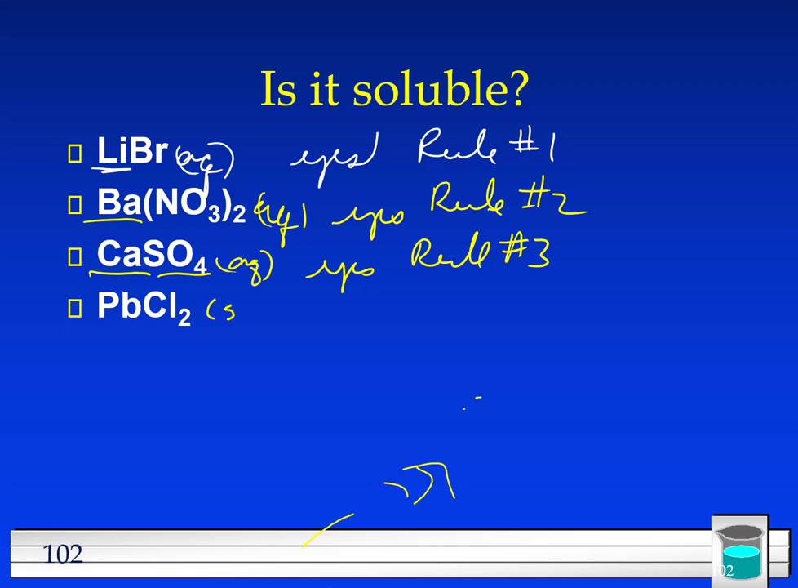So this is going to be the solid, because in Rule 4, it's one of the exceptions. See how Rule 4 tells us that PbCl2 is going to be solid. Chlorides are soluble unless they're with things like lead, silver, or mercury. It's with lead.